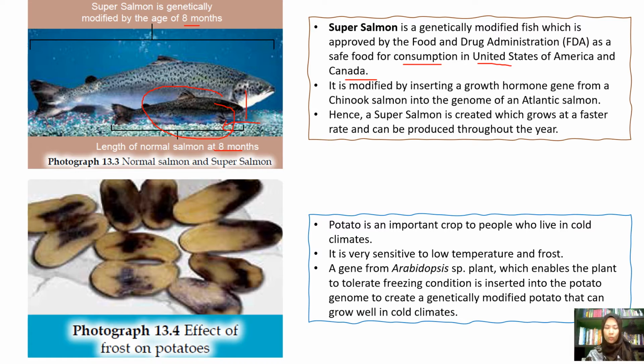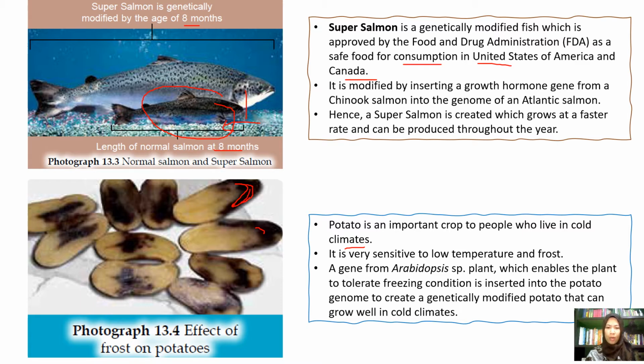Next, potato. Okay, effect of frost on potatoes. Nampak mudah sangat oxidation berlaku dan hitam. So potato is an important crop to people who live in cold climates. Okay, but it is very sensitive to low temperature and frost. Jadi sejuk sangat ataupun beku bagi efek kepada potato di sini.